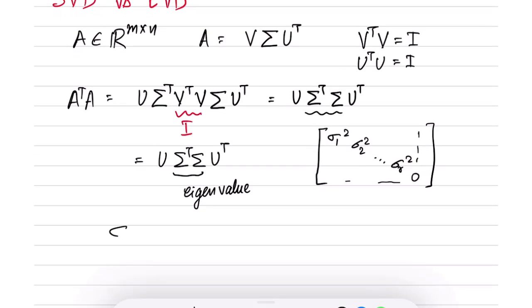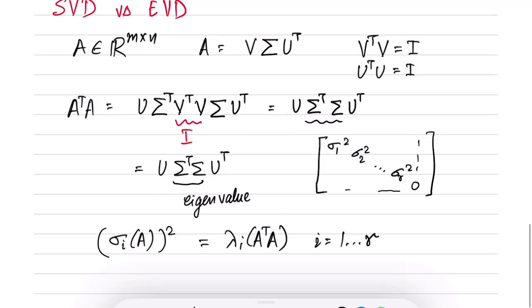So in other words, sigma i square of A is exactly the eigenvalue of A transpose A for i equal to 1 to r, where r is the rank of A. r is the number of non-zero singular values of A, and it is also the number of non-zero eigenvalues of A transpose A. So this is the link between singular values and eigenvalues.